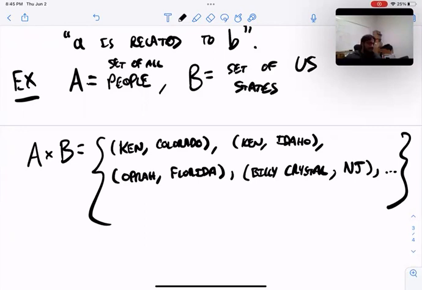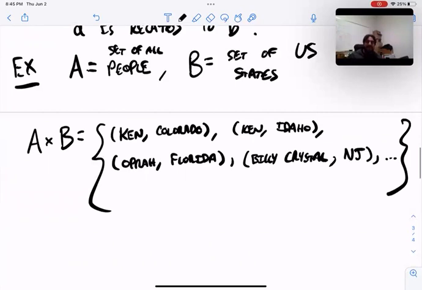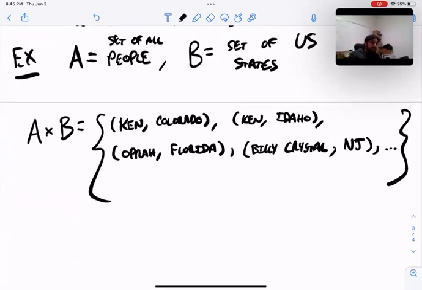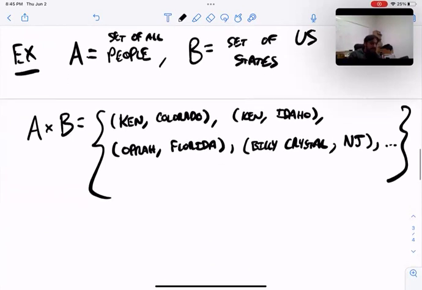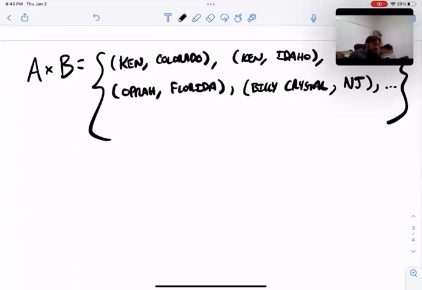This has something like 50 times the number of people options. So what is this, 50 times 7 billion? It would be about 350 billion elements in this set, a massive set. But then you could specify that maybe I don't want to consider all of them. So maybe I want to think just of people and states that are related in a particular way. And you could define a relation to be any relation you're interested in.